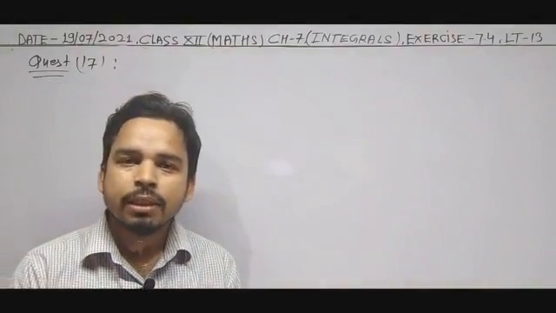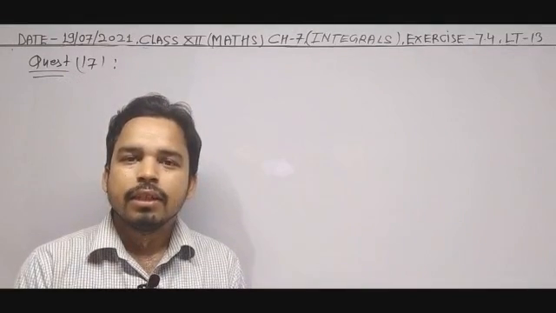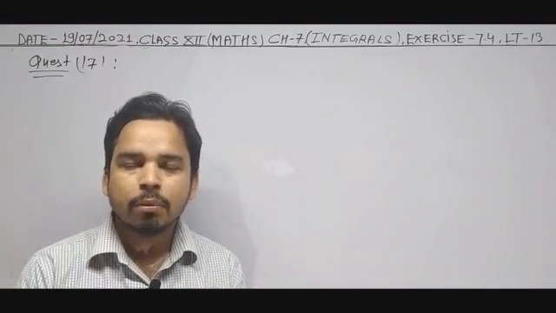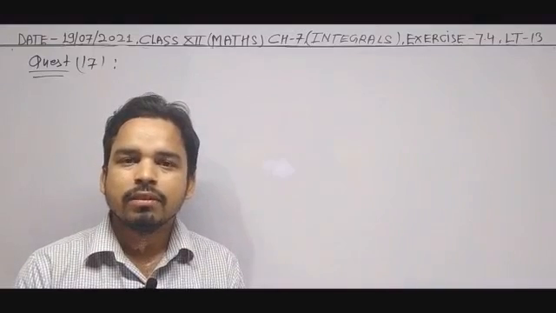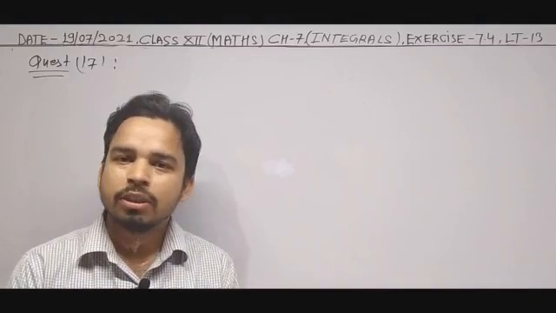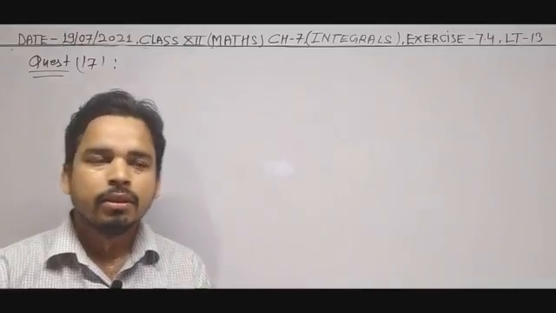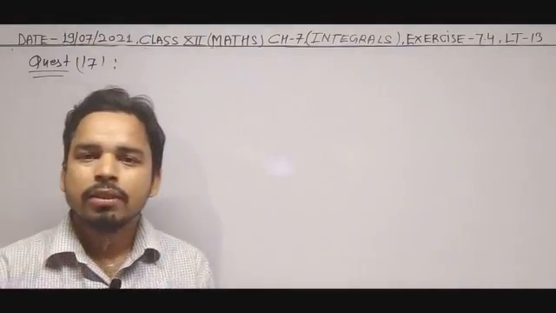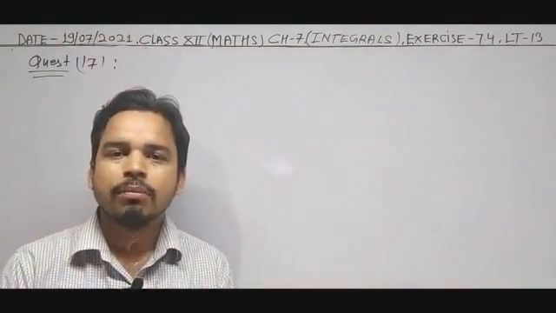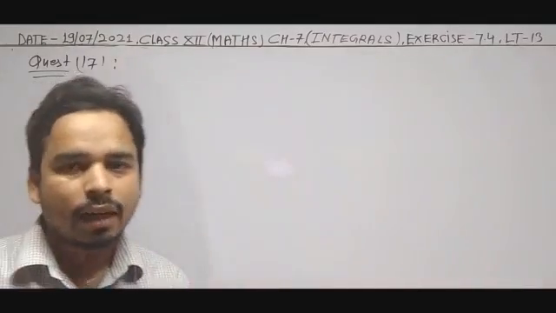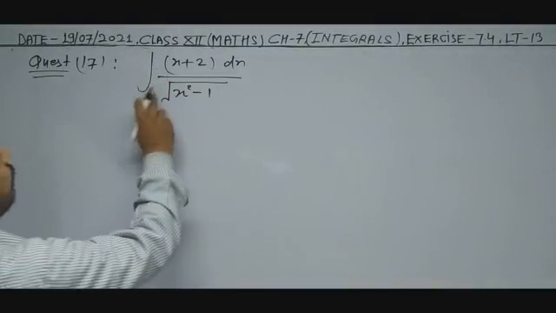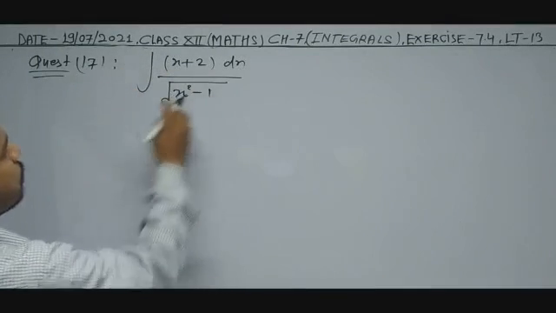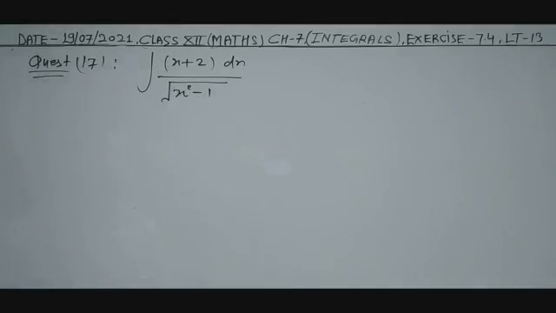So class, in the previous lecture I discussed exercise 7.4 NCERT questions and completed question number 16. Question number 1 to question number 16 I have completed. So now class, today I will start from question number 17. So let us start. Now question number 17 is the integration of x plus 2 dx whole upon root over x square minus 1.